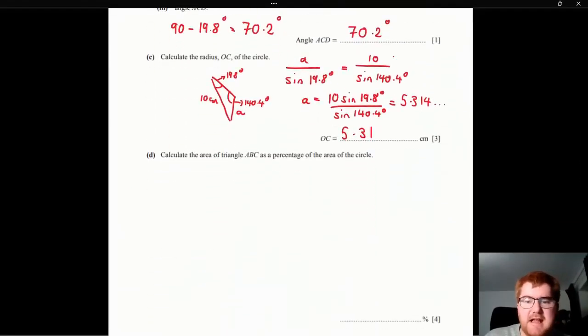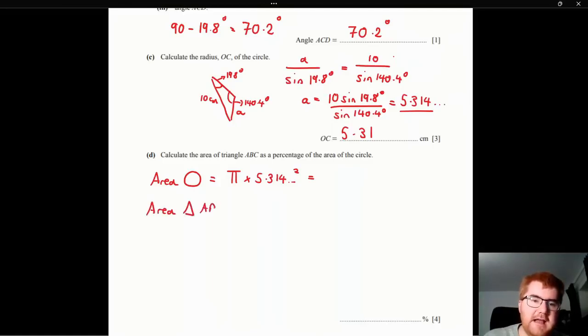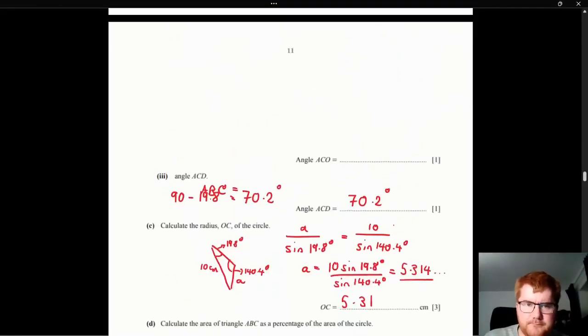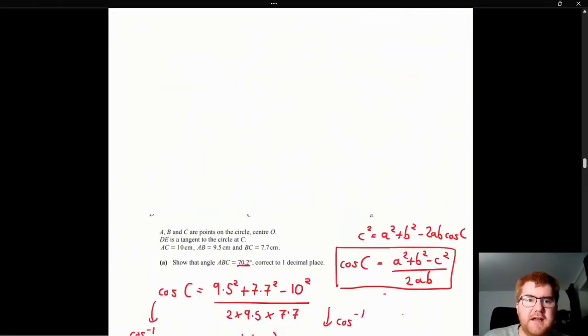Now we need to calculate the area of triangle ABC as a percentage of the area of the circle. We'll probably need to use this unrounded version a bit later on. So the area of the circle is just going to be pi r squared, so pi times this 5.314 and so on, squared. We'll work that out in a moment. And now we need to work out the area of triangle ABC. Now we've got lots of sides of ABC.